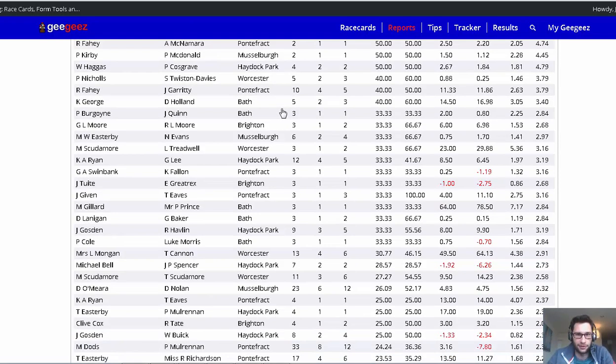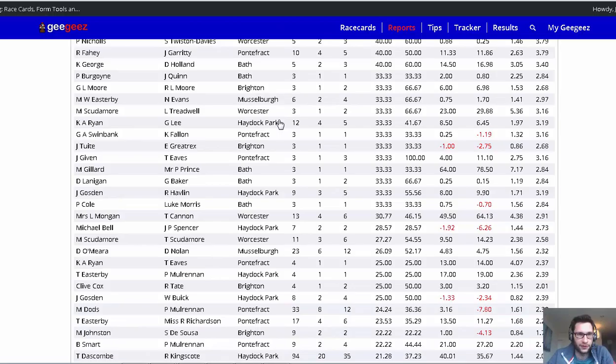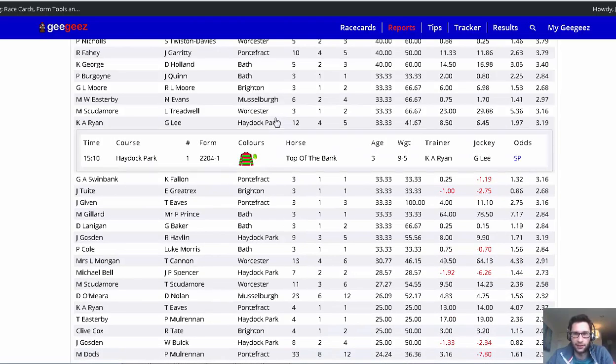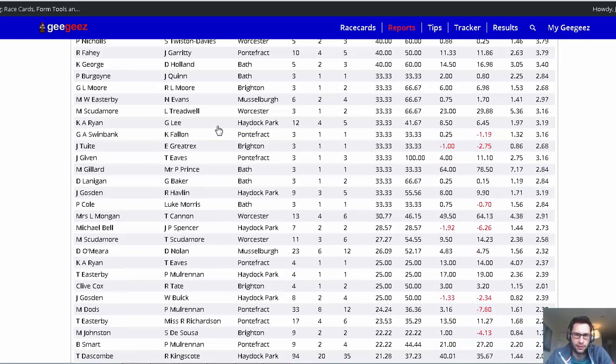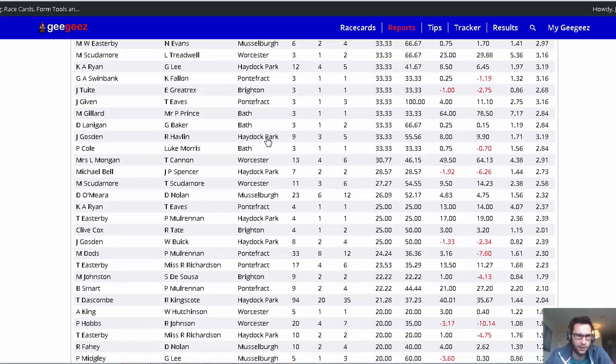Kevin Ryan and Graham Lee at Haydock, that's okay. And Kevin Ryan's in okay form as well. He won last time out, so probably won't be a big price, but I'll note him down anyway. Bear with me. What else have we got? We've already had Gosden and Havlin. I don't think any of theirs were in handicaps. No.